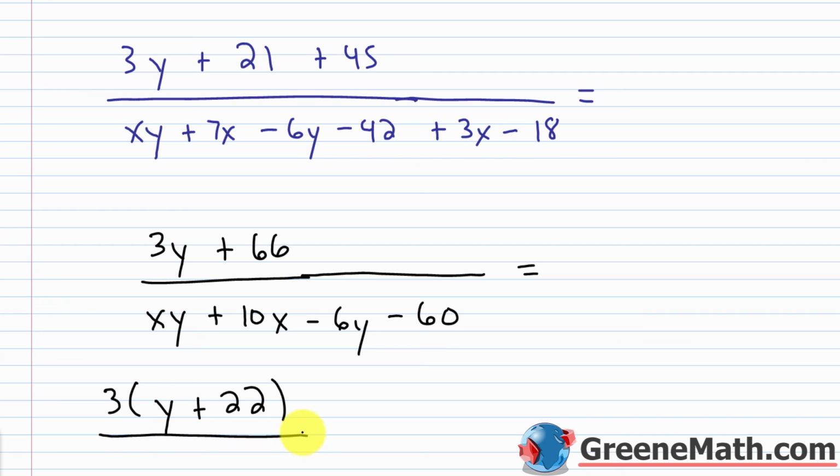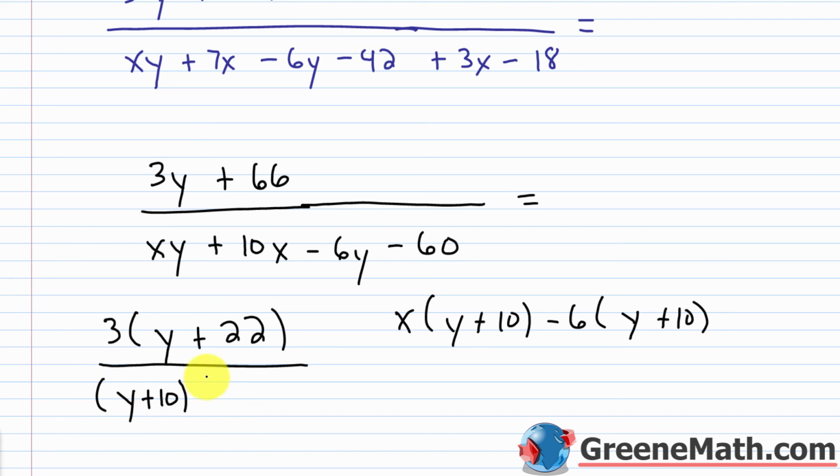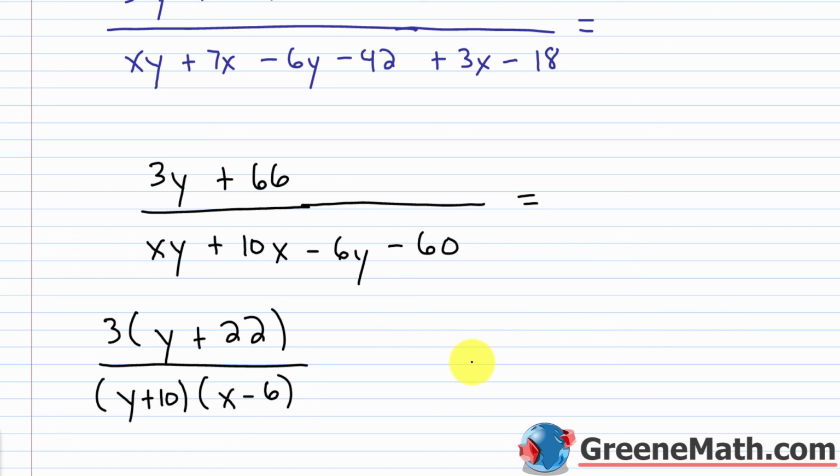Okay. In the denominator, could I factor that using grouping? In the first group, I could pull out an x. That would leave me with y plus 10. In the second group, I could pull out a negative 6. That would leave me with what? A y plus 10. So if I factor out that common binomial factor, I would have the quantity y plus 10 multiplied by the quantity x minus 6. So it does factor, but it just doesn't do me any good. I can't do anything with it. I have a 3, nothing to cancel with. I have the quantity y plus 22, nothing to cancel with. So I just leave it in factored form.